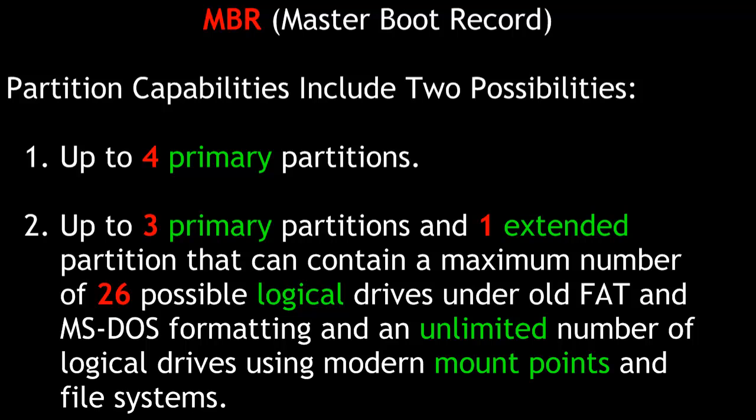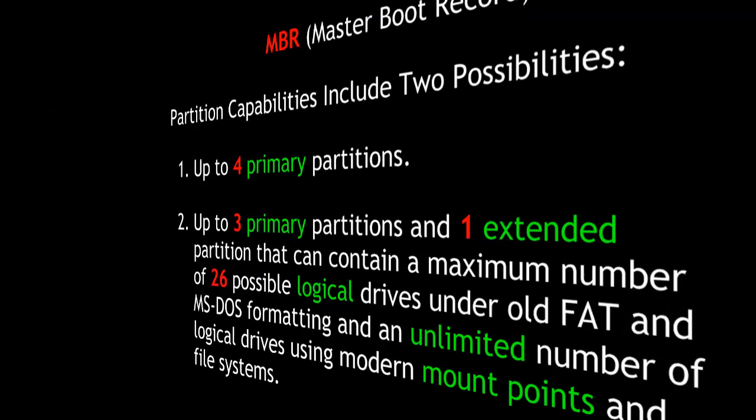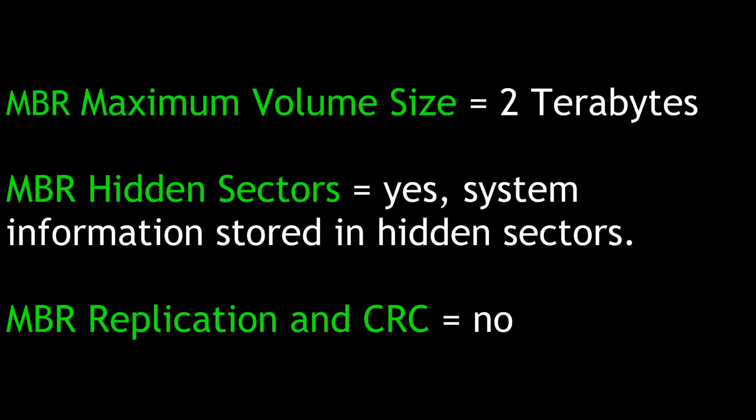It is recommended that Windows be installed on a primary partition, although many operating systems like Linux work quite nicely on extended partitions and logical drives, such as with multi-boot configurations. The maximum volume size of the MBR partition style is 2 terabytes. It utilizes hidden sectors to store system information, and it does not provide replication or CRC. Although Windows will work just fine with the GPT partition style, the MBR partition style is the default with Windows and the most compatible in multi-boot configurations.